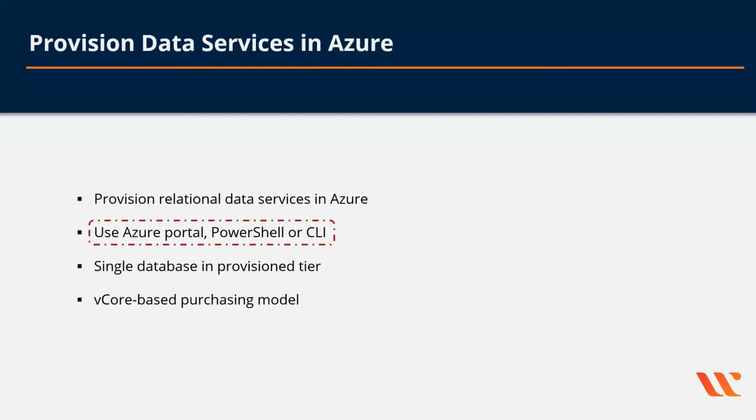In this demo, we will create a new resource group and server for a new database. You can create a single database in a provisioned or serverless compute tier. A provisioned database is pre-allocated a fixed amount of compute resources, including CPU and memory, and uses one of the two purchasing models. In this demo, we will create a provisioned database using the vCore based purchasing model, but you can also choose a DTU based model.